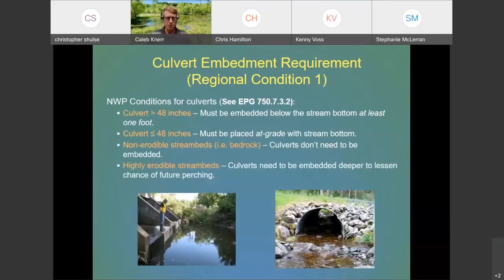So Regional Condition 1 just talks about culvert embedment, and essentially culverts must be embedded at least 1 foot if they're greater than 48 inches. If they're less than 48 inches, they must be placed at grade. And then in non-erodible stream beds, culverts don't need to be embedded. Highly erodible stream beds may require additional embedment.